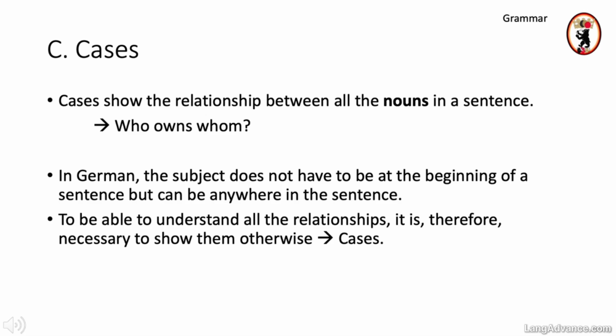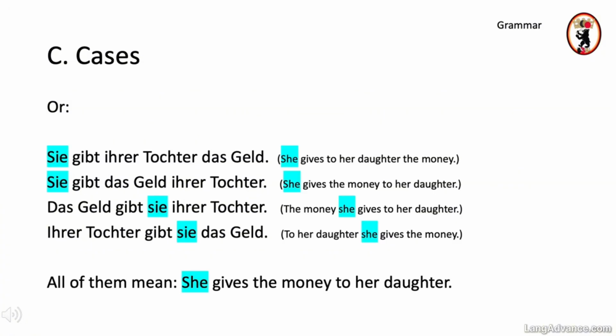And that means that if you want to be able to understand all the relationships between the nouns in a sentence, it is necessary to show these relationships otherwise. And that is where the cases come in, and that is where the difficulties come in. You can see that demonstrated in these sentences. First off, these 4 sentences all mean the same thing in English.